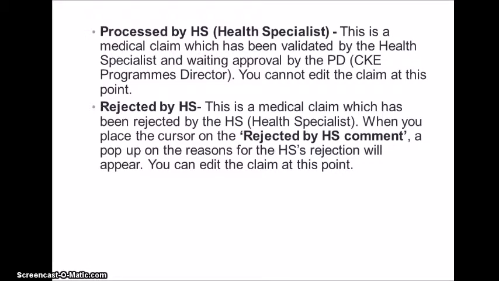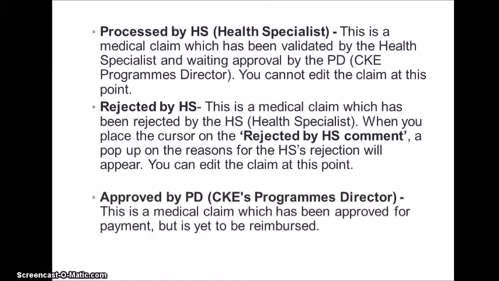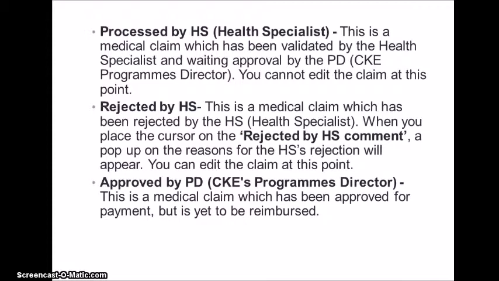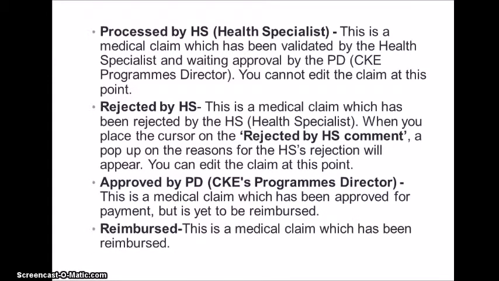Rejected by HS. This is a medical claim which has been rejected by the HS. When you place the cursor on the rejected by HS comment, a pop-up on the reasons for the HS's rejection will appear. You can edit the claim at this point. Approved by PD. This is a medical claim which has been approved for payment but is yet to be reimbursed. Reimbursed. This is a medical claim which has been reimbursed.